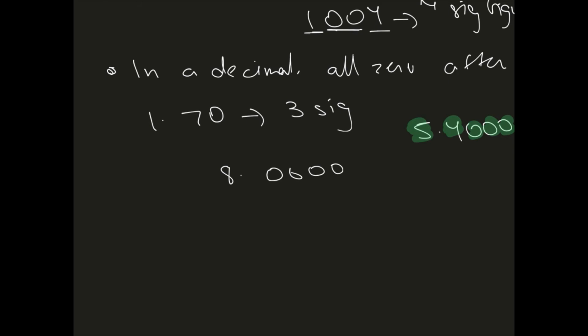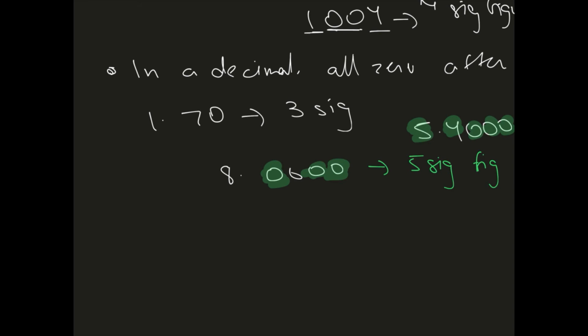If we have 8.0600, not only will this 0 be significant because it's coming between 2 non-zero digits, but these 2 zeros will also be significant because they are coming after a decimal. So this will be a 1, 2, 3, 4, 5. So this will also be a 5 significant figure number, right?